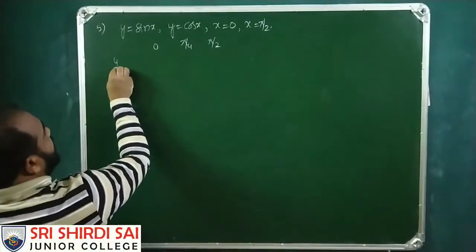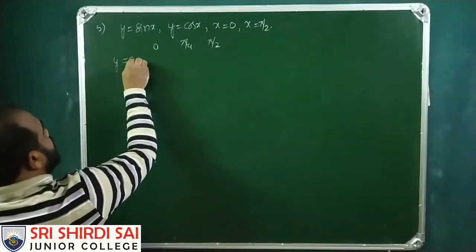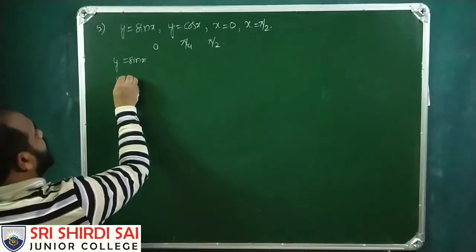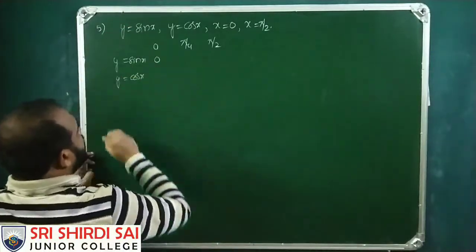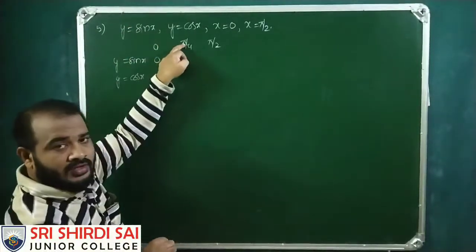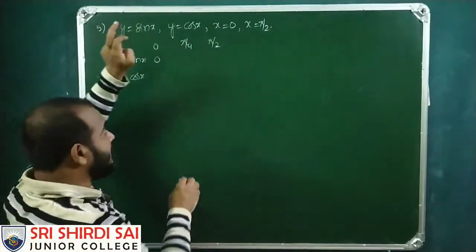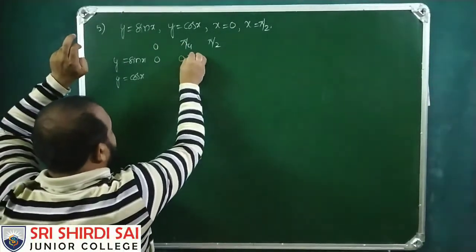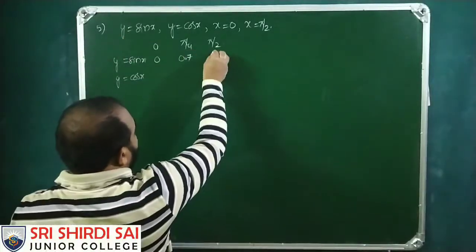So, this is the y equals sin x curve. And this is the y equals cos x curve. Now, sin 0 is 0. Sin pi by 4 is 1 by root 2, that is 1 by 1.414, approximately 0.7 we will get. Now, sin 90 value is 1.